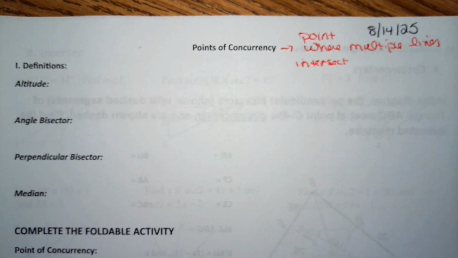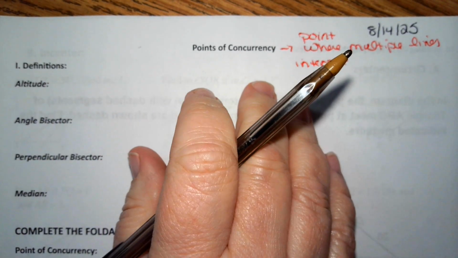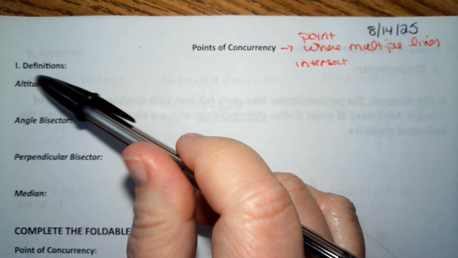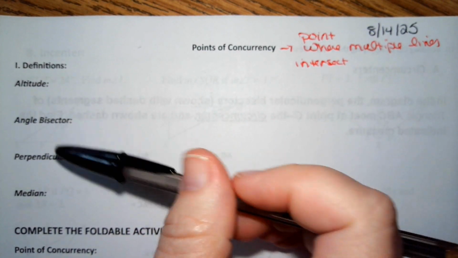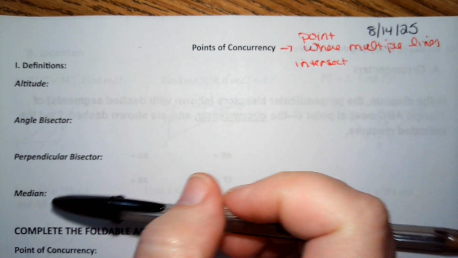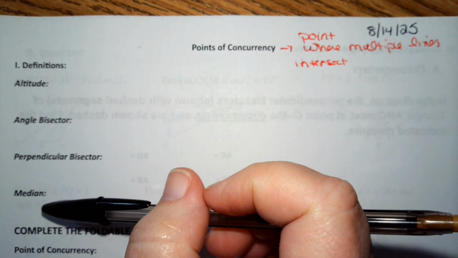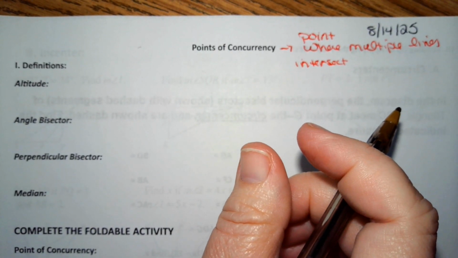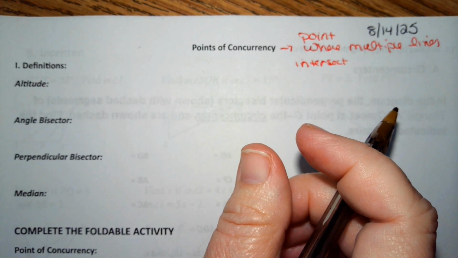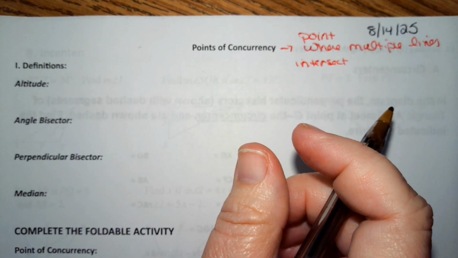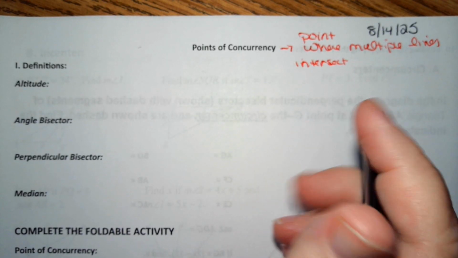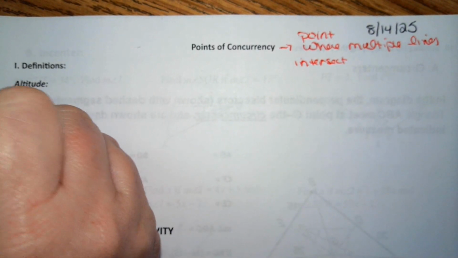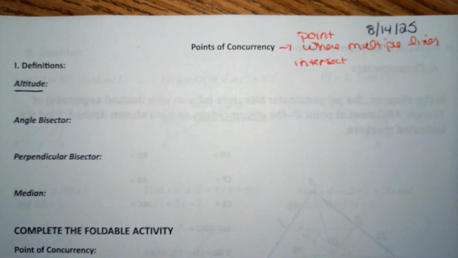All right, so an altitude. Now, our lines are going to be some form of an altitude, an angle bisector, a perpendicular bisector, or a median. Okay. As I stated yesterday, there are 4 points of concurrency, but we're only going to look at 3. All 4 used to be in the curriculum many years ago, but they've taken one out.